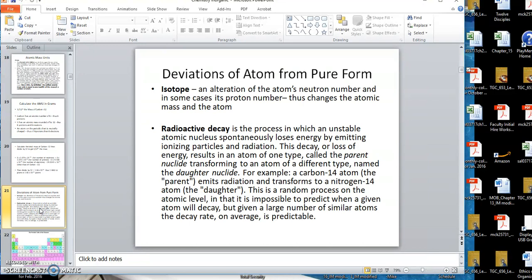Now I go to what I'm going to call deviations of the atom from the pure form. So now I'm going to talk about isotopes and I'm going to talk about ions, but I'm going to do that in the next video.